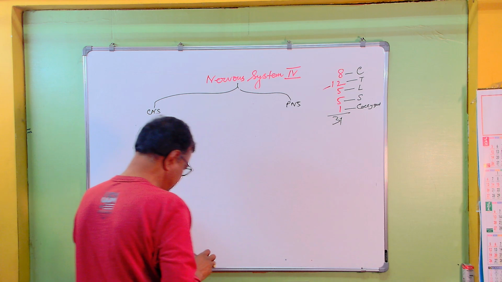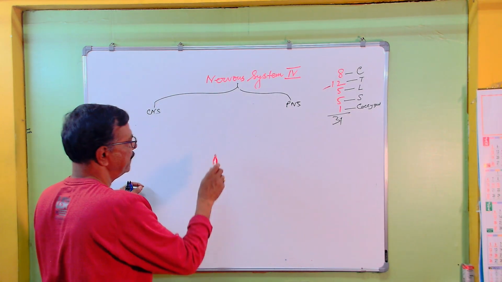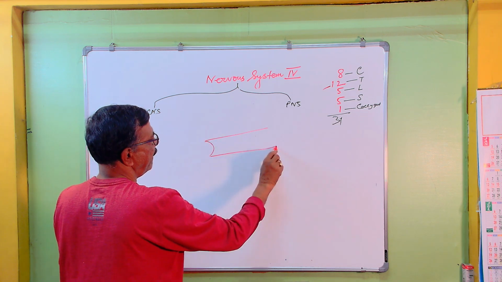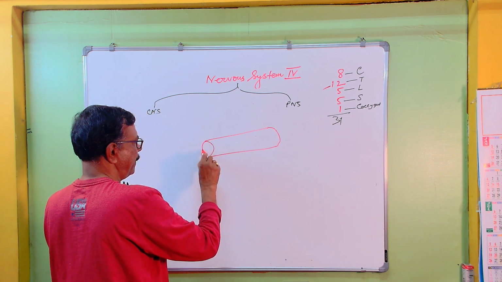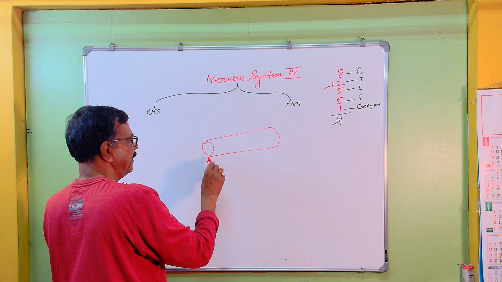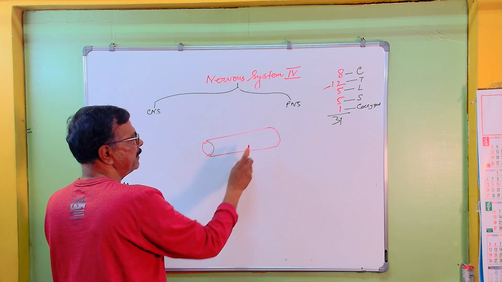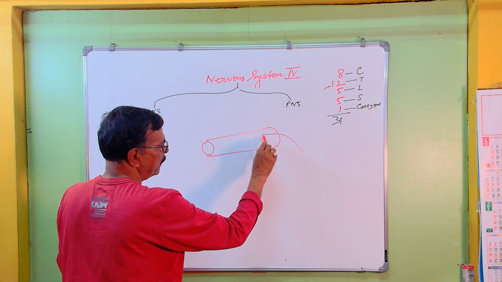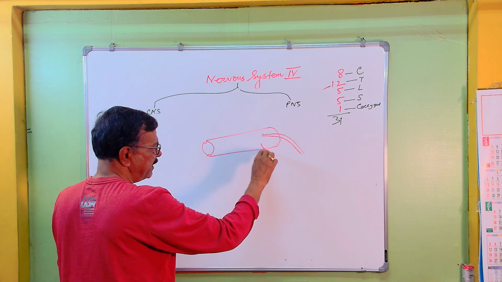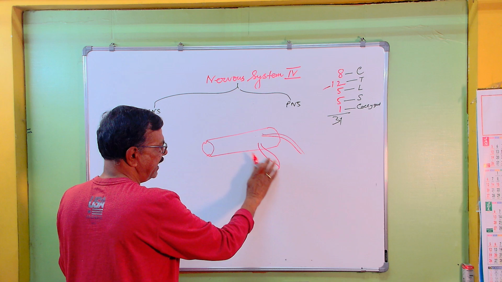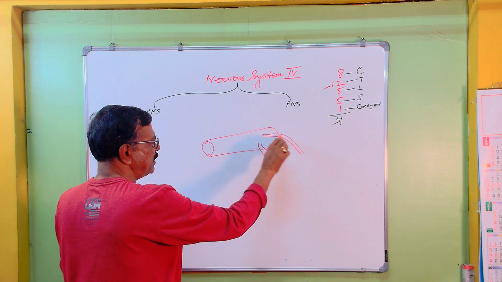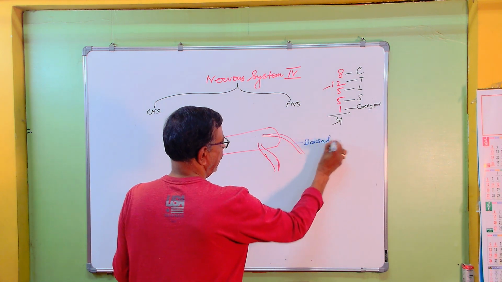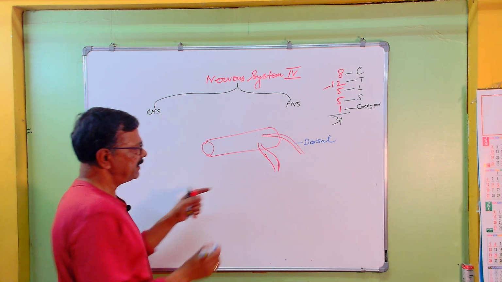The spinal nerves are 31 pairs. The spinal nerve is cylindrical in shape, tapering at both ends. It has one dorsal root and one ventral root. On the ventral side there is the ventral root, and this is the dorsal root of the spinal nerve.